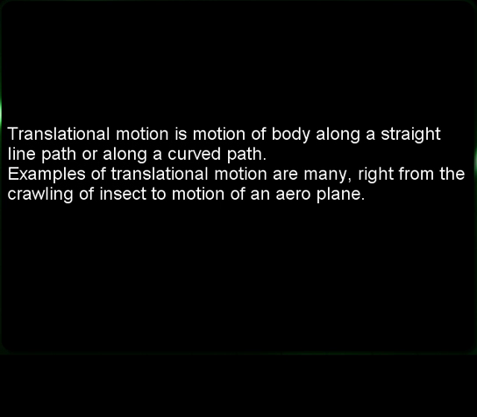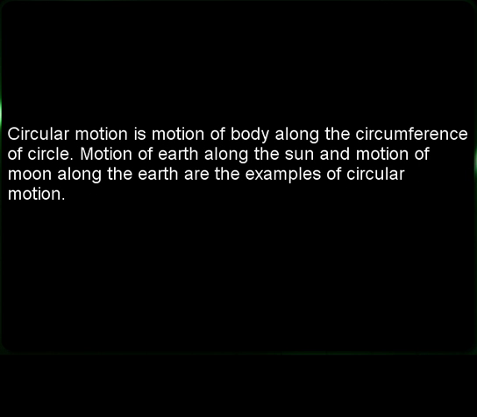Translational motion is motion of a body along a straight line path or along a curved path. Examples of translational motion are many, right from crawling of an insect to motion of an aeroplane.